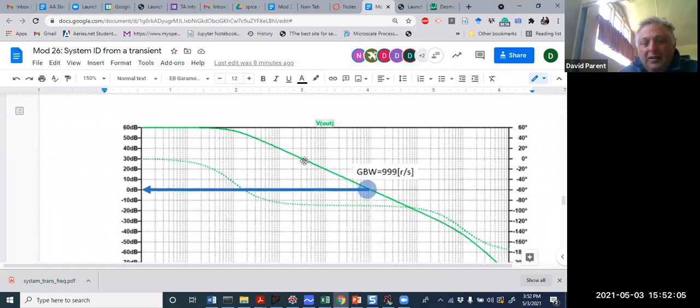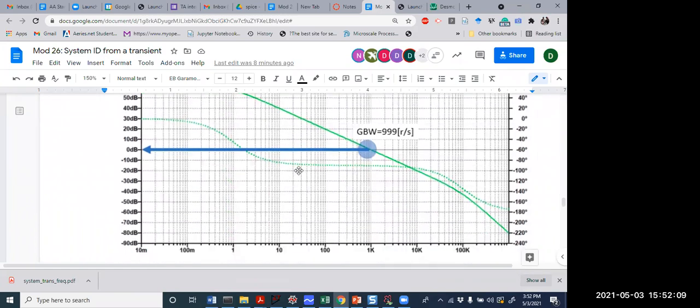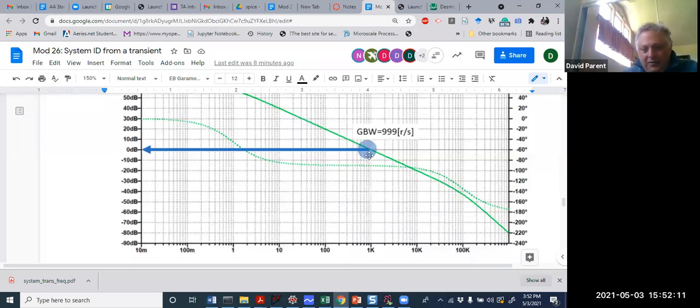Here's the Bode plot of the open loop gain. If you were asked to do it graphically, you'd see that if I need a gain of 1, this is where the transfer function of the open loop op amp is 1. So it has to be less than that, right?